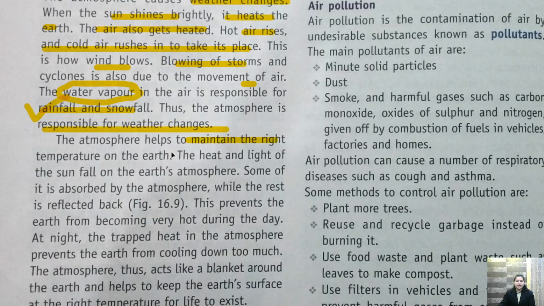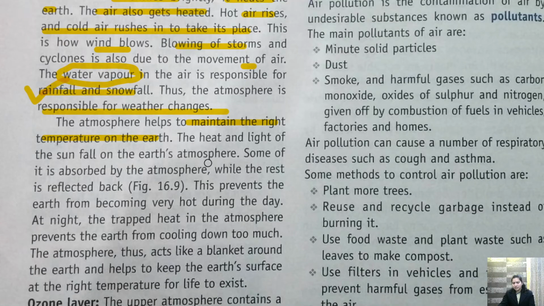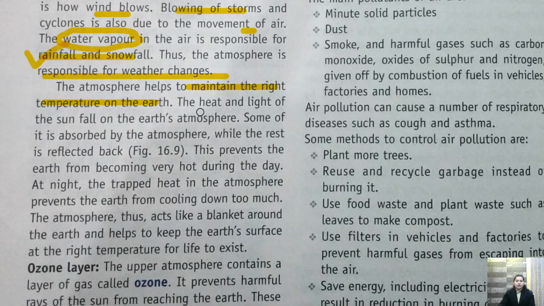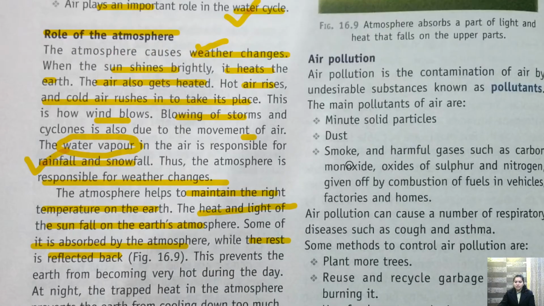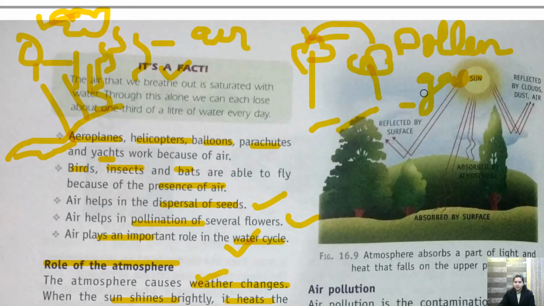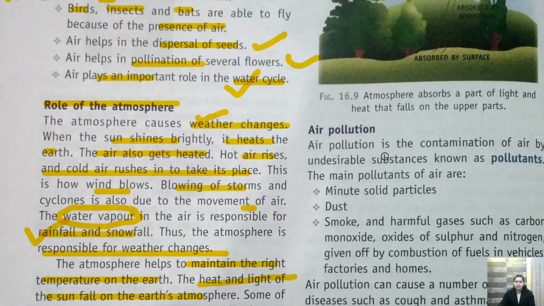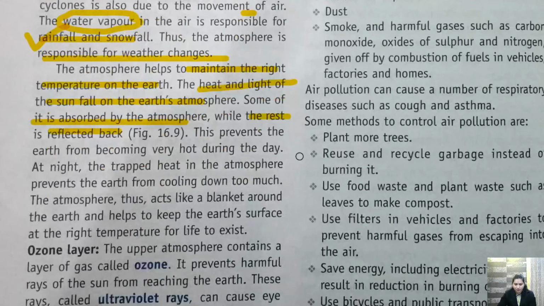It also maintains the right temperature of the earth. How? The same thing that I have told you, that the heat and light of the sun falls on the earth's atmosphere. Some of it is absorbed by the atmosphere while the rest reflects back. So you can see in the diagram here, sun की रेज आ रही है, कुछ तो अर्थ पे आती हैं और कुछ क्या होती हैं, रिफ्लेक्ट बैक हो जाती हैं. ठीक है, it is because of the atmosphere.